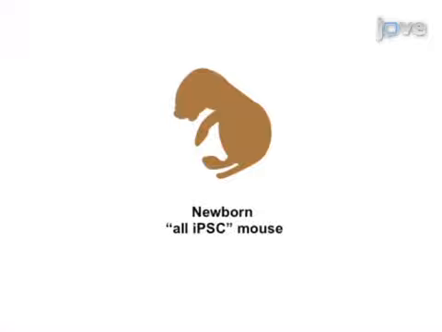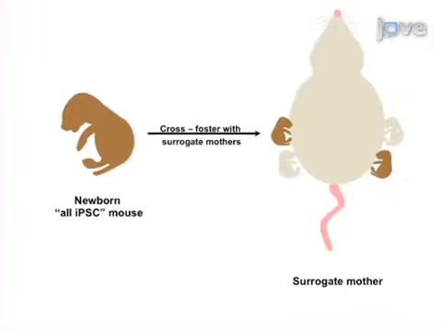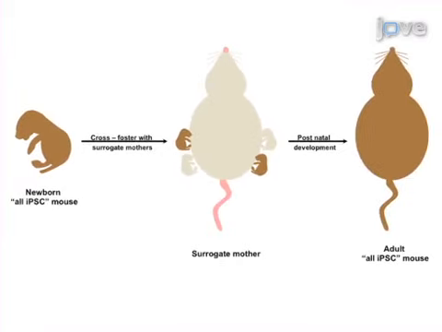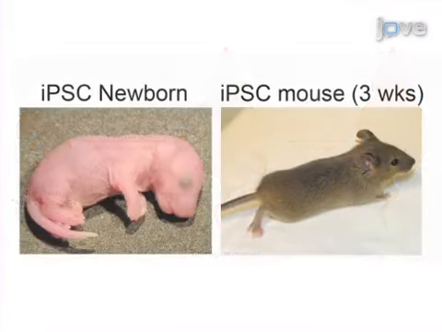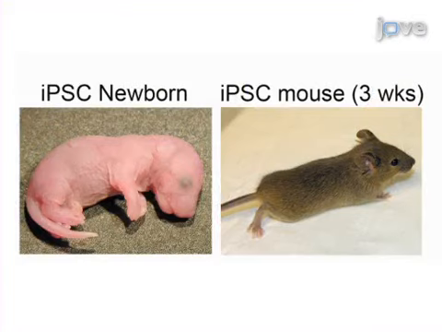In the final step, full-term animals are delivered by cesarean section and fostered to surrogate mothers so postnatal development can be monitored. Ultimately, if viable full-term animals are generated, the assayed iPSC line is considered fully pluripotent.